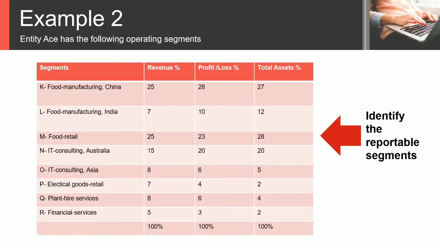Example 2. Entity A has the following operating segments. Identify the reportable segments. It has 8 segments, which are K, food manufacturing China; L, food manufacturing India; M, food retail; N, IT consulting Australia; O, IT consulting Asia; P, electrical goods retail; Q, plant hire service; and R, financial service.